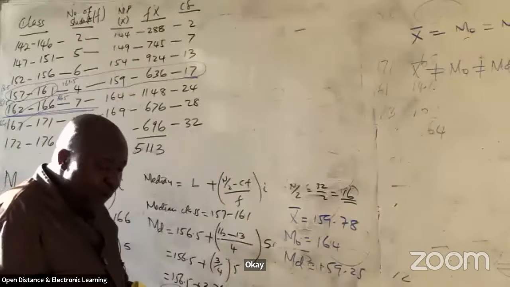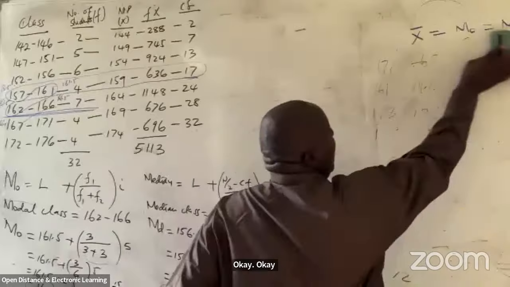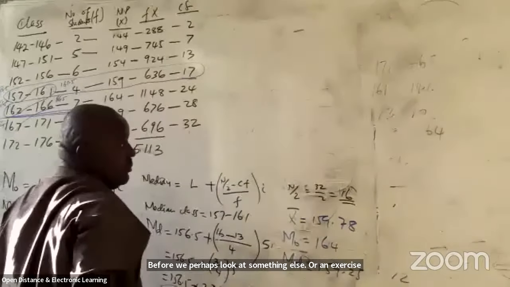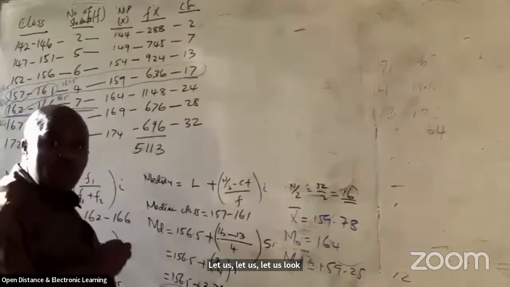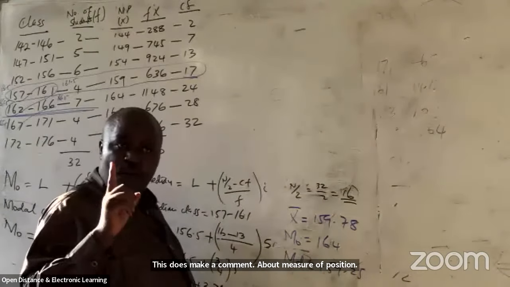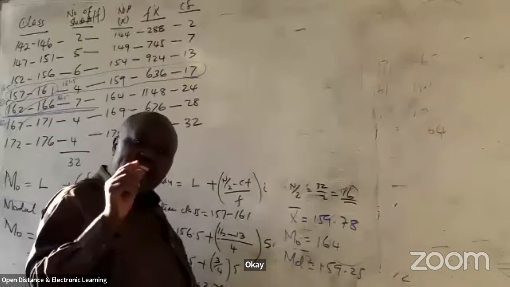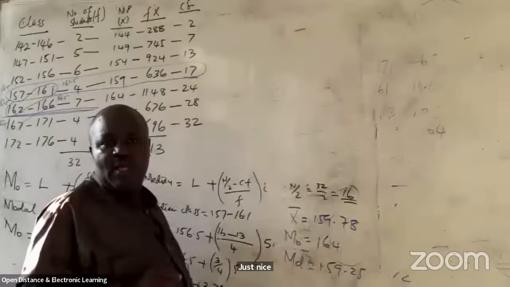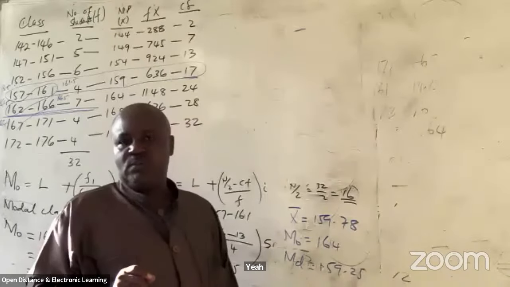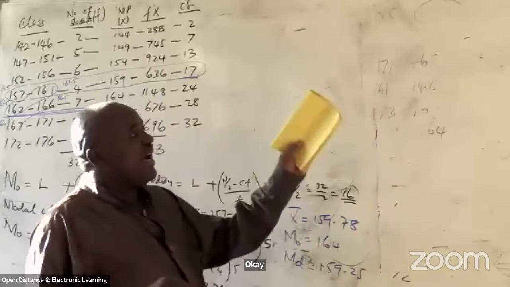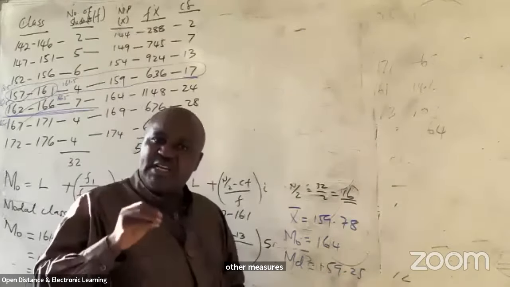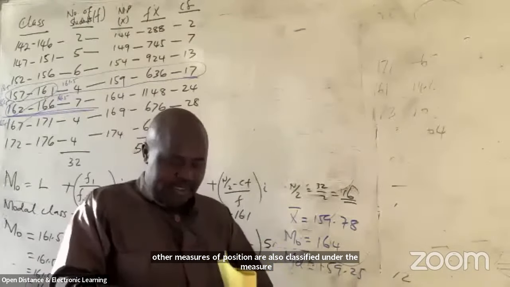Now, before we look at an exercise, let us make a comment about measures of position. We have said that the median is a measure of position. Is it the only measure of position? The answer is definitely no. There are other measures of position which we can use to describe a given set of data. These other measures of position are also classified under the measures of location, and there are three of them.